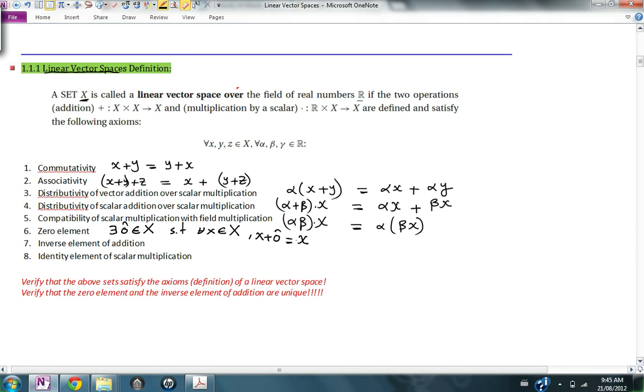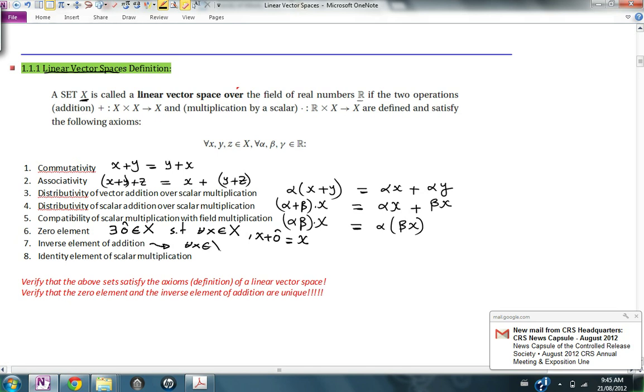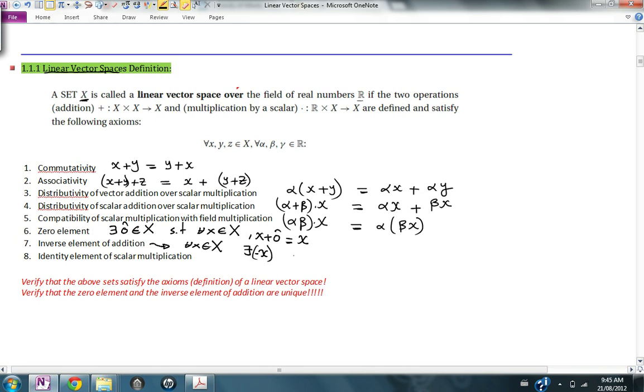Inverse element of addition, for every x in x, there exists, I'm going to call it negative x, such that x plus negative x will give me the zero vector.